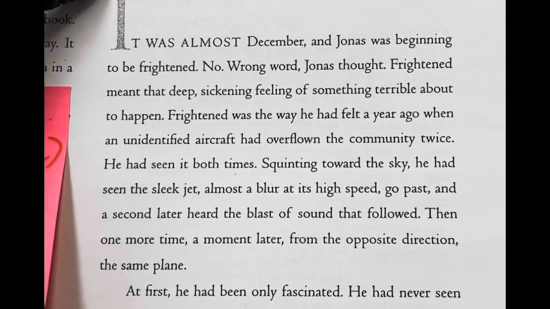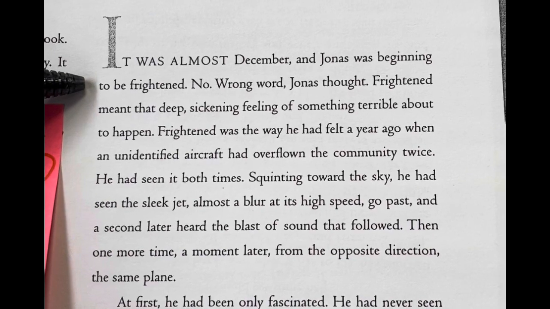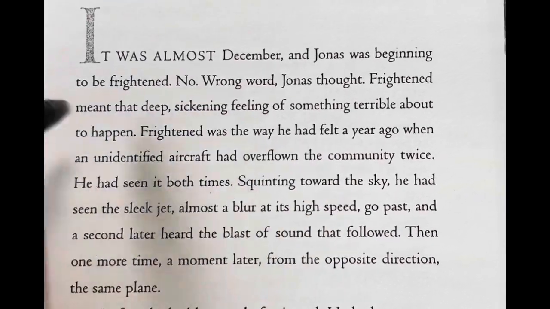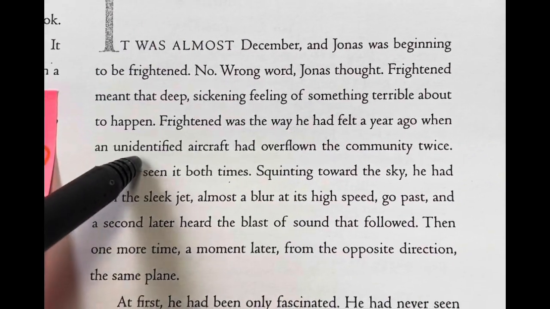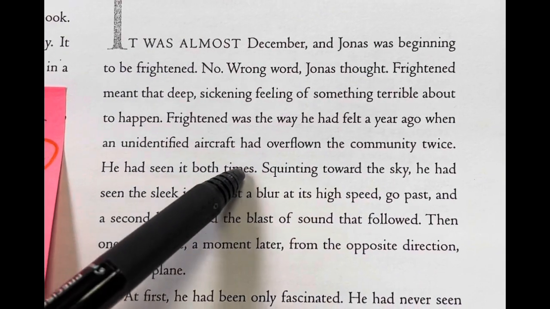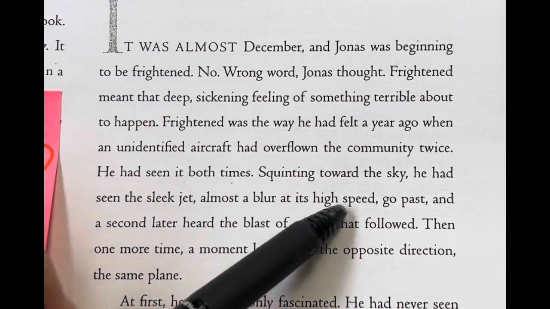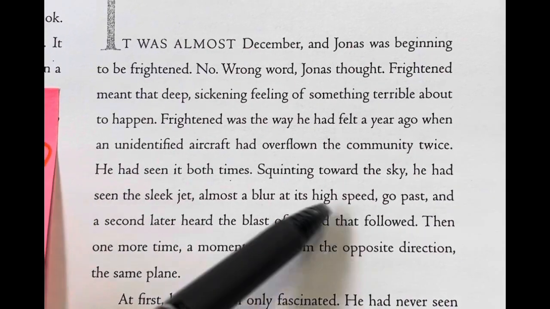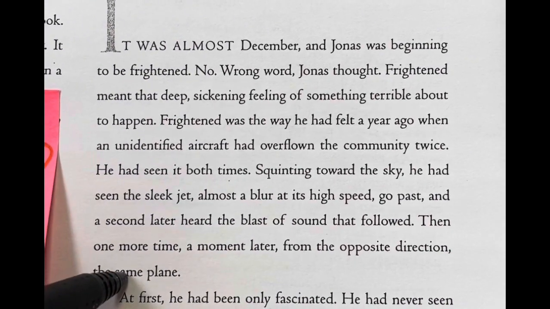It was almost December and Jonas was beginning to be frightened. No, wrong word, Jonas thought. Frightened meant that deep, sickening feeling of something terrible about to happen. Frightened was the way he had felt a year ago when an unidentified aircraft had overflown the community twice. He had seen it both times. Squinting toward the sky, he had seen the sleek jet, almost a blur at its highest speed, go past, and a second later heard the blast of sound that followed. Then one more time, a moment later, from the opposite direction, the same plane.